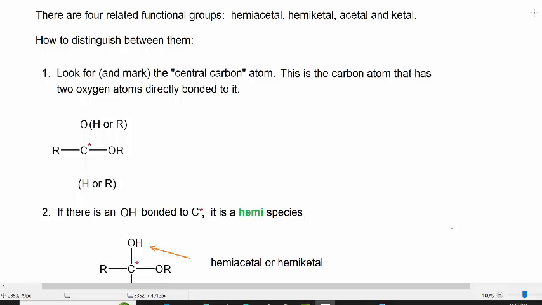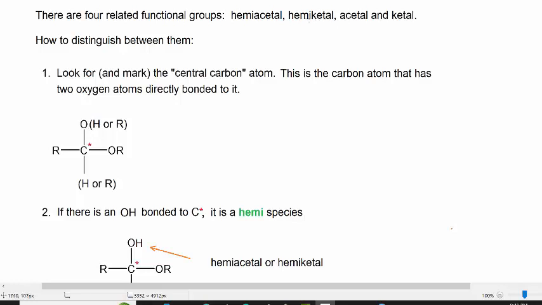Hello everyone. In this short video, I'm going to show you how you can distinguish between these functional groups: hemiacetal, hemiketal, acetal, ketal. Suppose, for example, you're given the structure of a molecule and you're told it belongs to one of those four categories. How do you tell which?